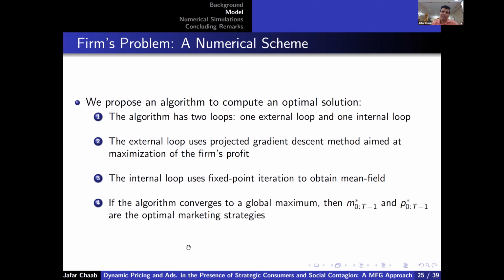So basically, in the external loop, the mission is to improve the firm's performance using the projected gradient descent method. And the internal loop computes the mean field corresponding to any attempt to improve the firm's performance. And if the algorithm converges to a global maximum, then we basically have the marketing strategies for the monopolist.